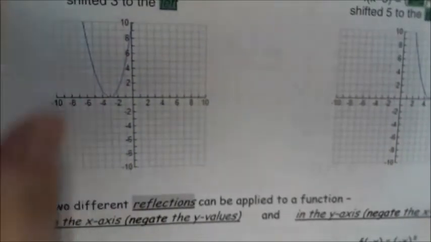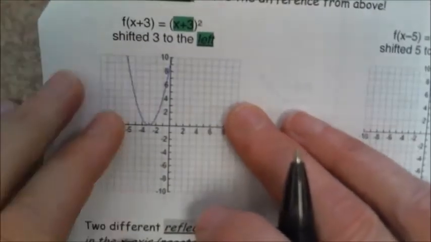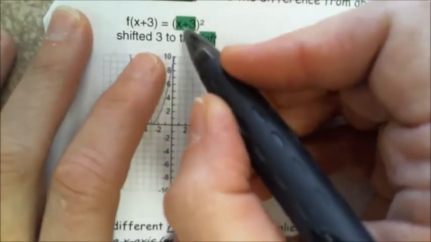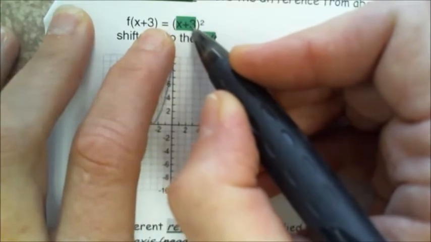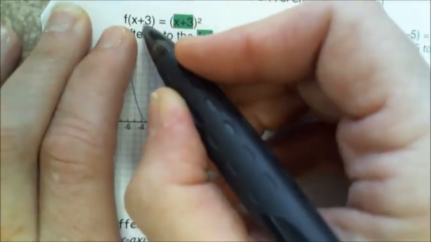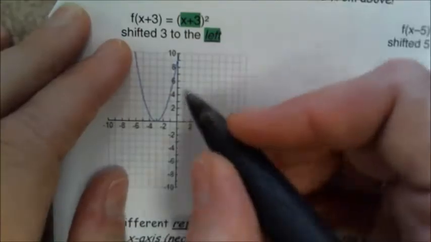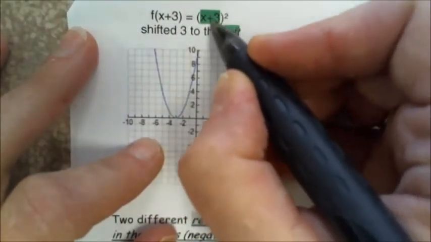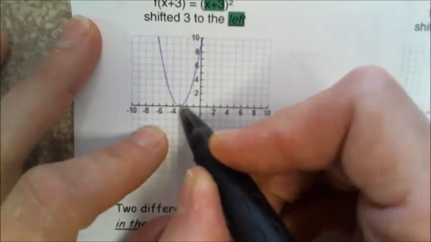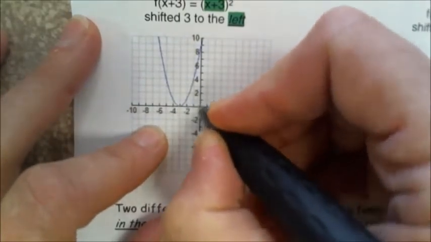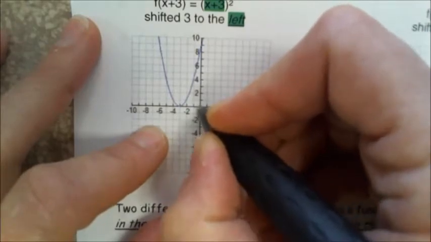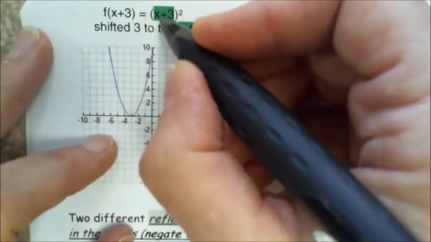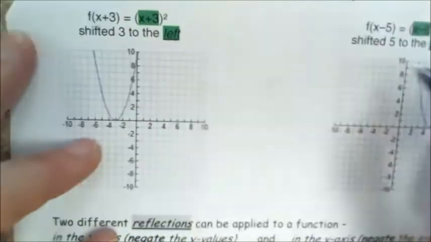Over on the next page, on page 13, I'm going to show you how to do a horizontal shift. Horizontal shifts happen when you're adding or subtracting a number inside the parentheses. You can see this x plus 3 here is inside the parentheses, and the parent function is y equals x squared. When you have a plus 3, this parent function is shifted to the left 3 units. Instead of the vertex being at (0, 0), the vertex now is at (-3, 0). So when you have a plus inside the parentheses, it shifts it to the left.